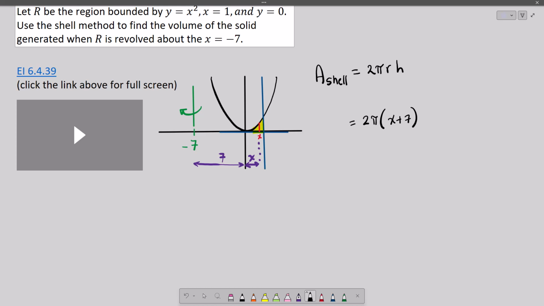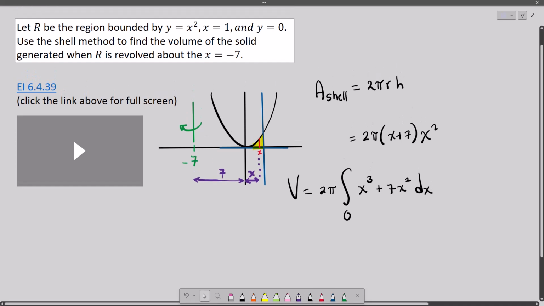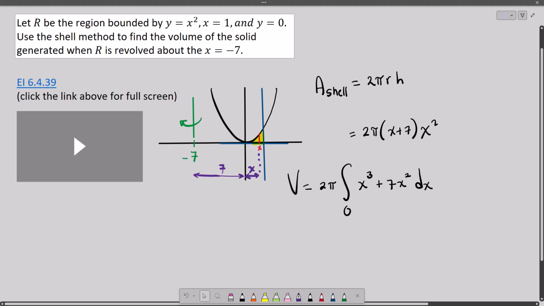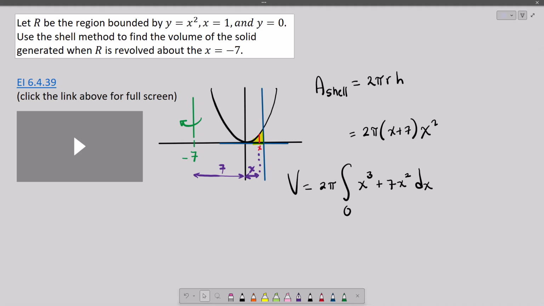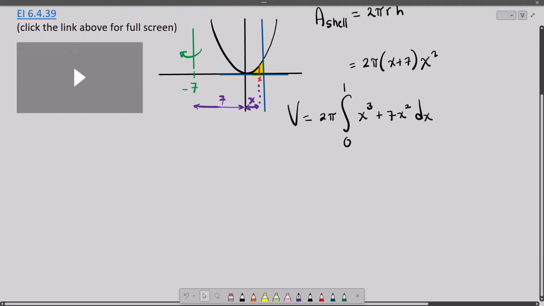And then how about the height of that rectangle at x? X squared, yeah. So that is our area function. Then our volume is nothing more than the integral of the area function. So we're going to integrate x cubed plus 7x squared with respect to x, and that's going to go from 0 to 1. That right vertical edge of our rotated region is over at 1. So that'll be our setup.